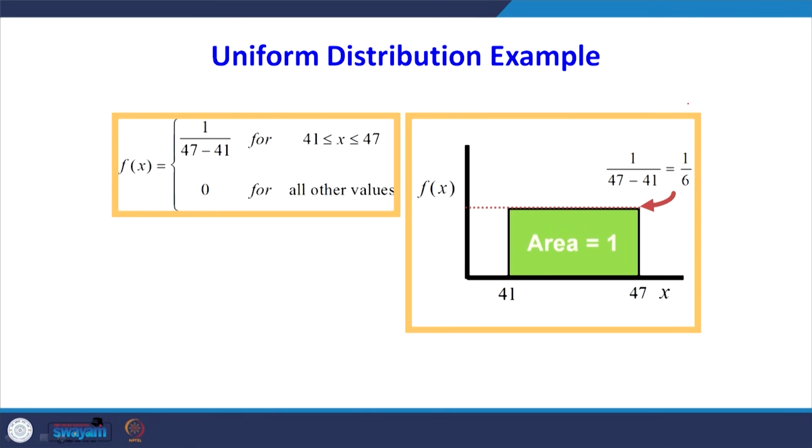We will see another example. Suppose a random variable is defined between 41 and 47. First we have to find the probability density function, 1 divided by (b minus a). So, 47 minus 41, that is 1 by 6. So, 1 by 6 is the height. The height of this rectangular distribution is 1 by 6. The lower limit is 41, the upper limit is 47.